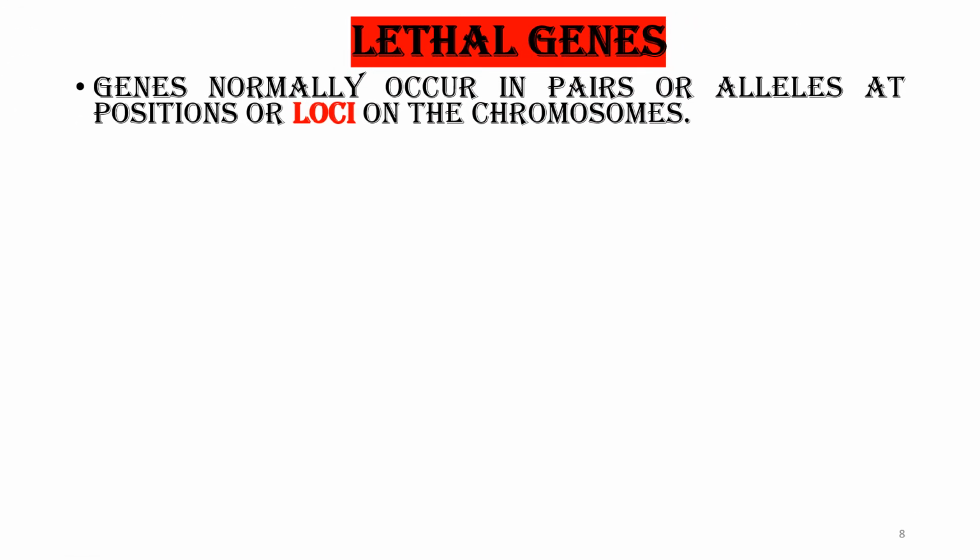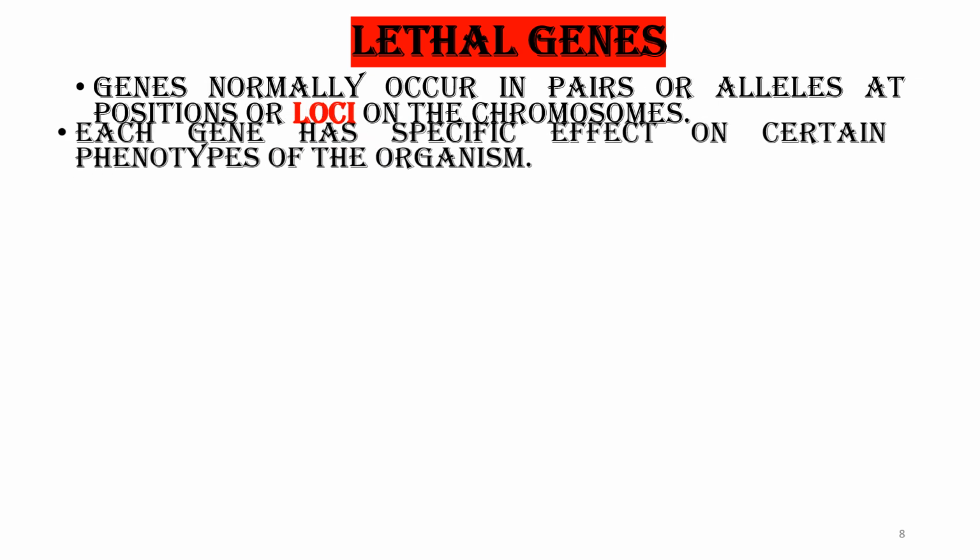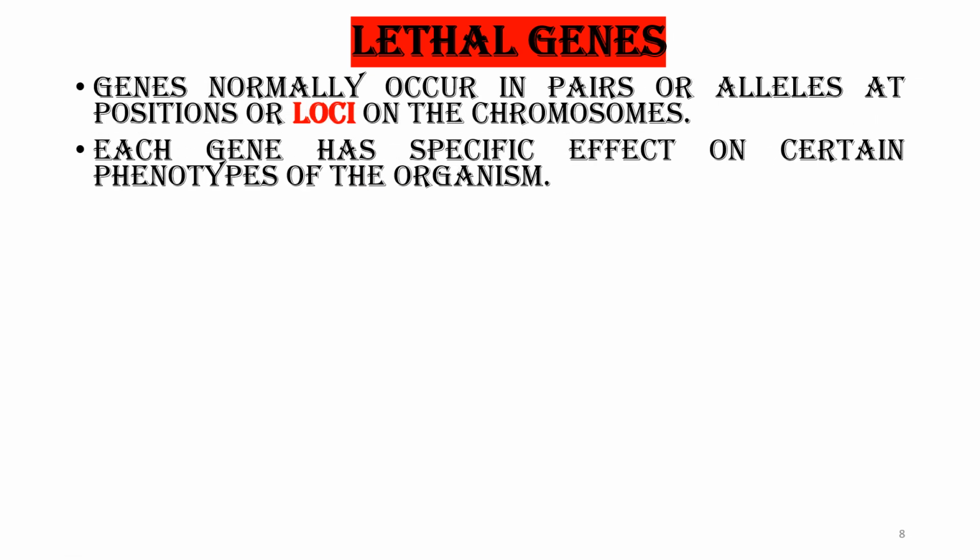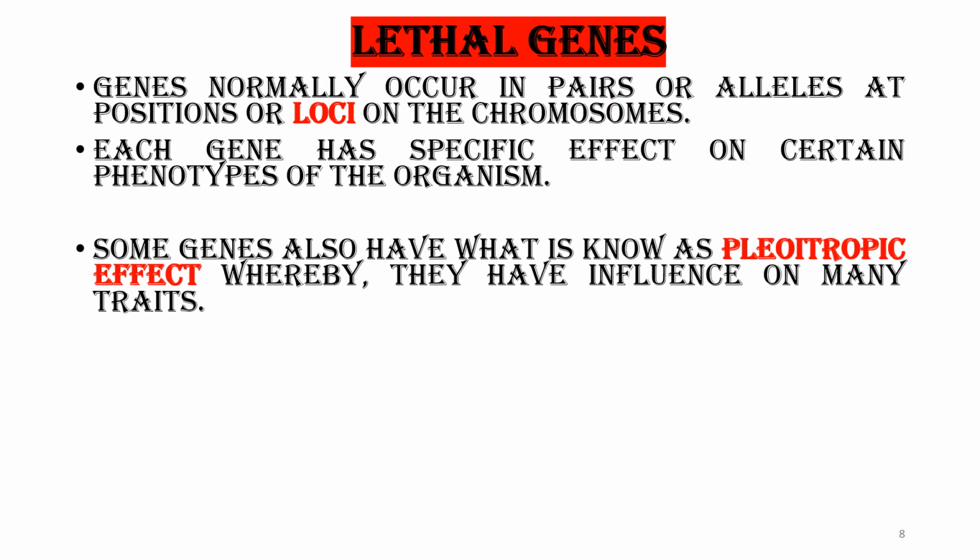Lethal genes. So what are lethal genes? Genes occur in pairs or alleles at positions or loci on the chromosomes, and each of these genes has a specific effect on certain phenotypes of the organism. Some genes also have what is known as a pleiotropic effect, and this is a situation whereby a gene may have influence on more than one trait at the same time.